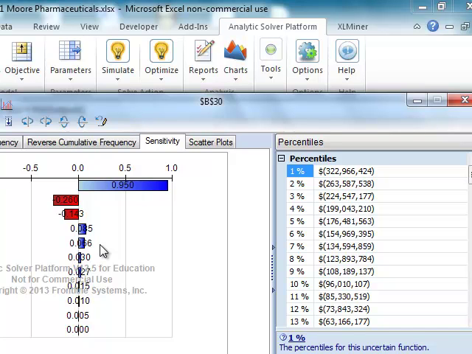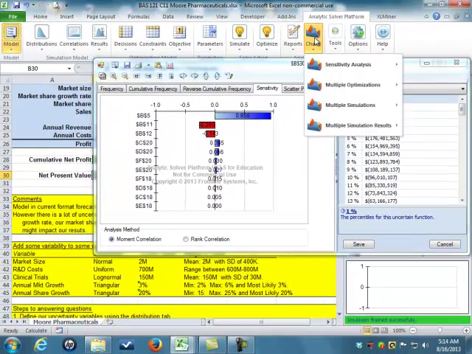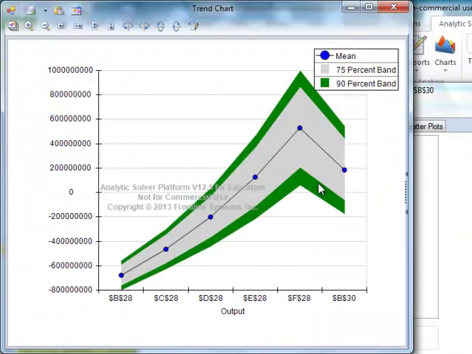Now, one other thing we can do, we can go up to these charts and we can go to a trend and we could say, here's the trend over the 5 years of year 1, year 2, year 3, year 4. Here's where we expect to be by year, and here's the range. Here's where we're 75% confident. Here's where we're 90% confident. And this gives us what it is over the 5 years.